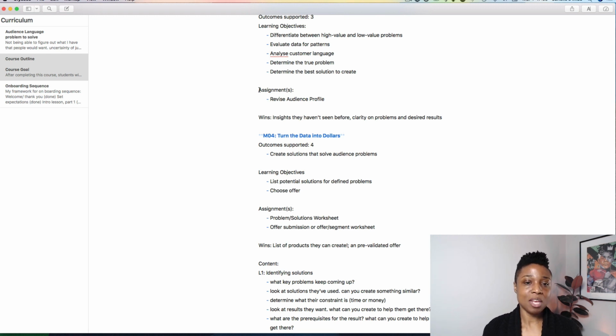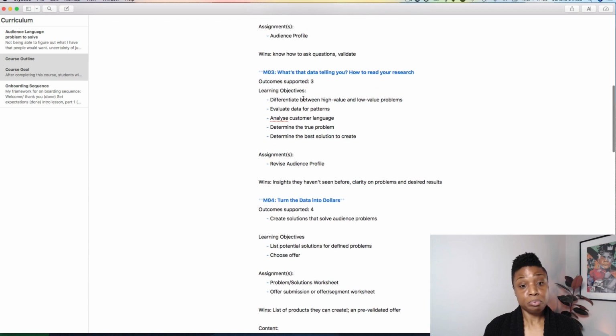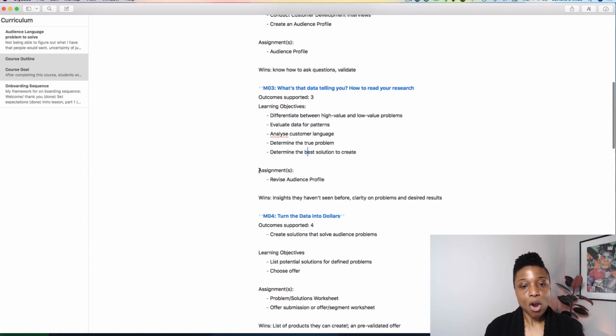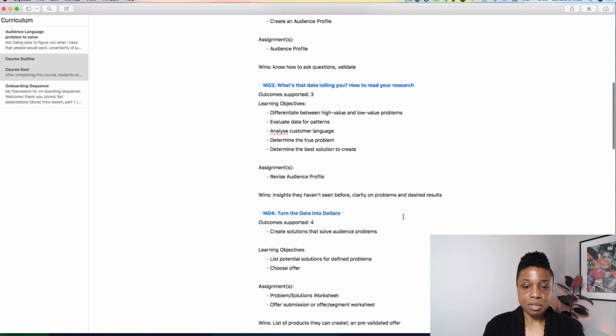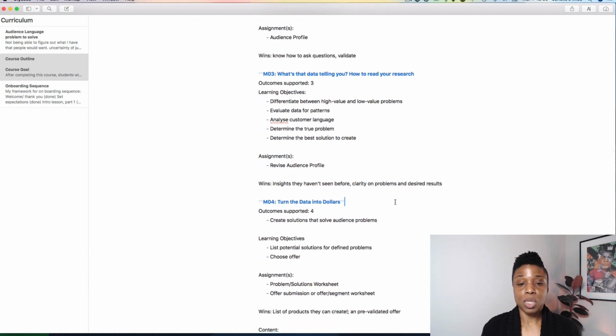Now, the assignment here, again, is building on the previous module in that they already started their audience profile. So here they're just revising it based on all of the data that they just analyzed, right? So the wins that they're going to experience here are they're going to have insights that they have never seen before, right? They never had so much clarity on the problems their audience is experiencing and what they're going to create to solve those problems and what are the words their audience is using. So that's what they're going to feel and be able to do when they complete this.